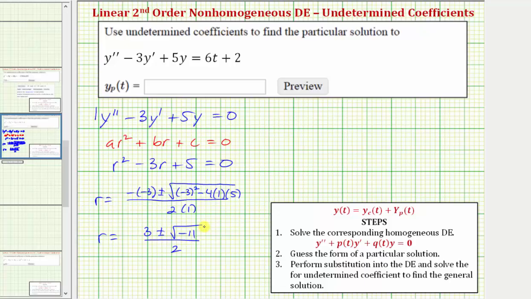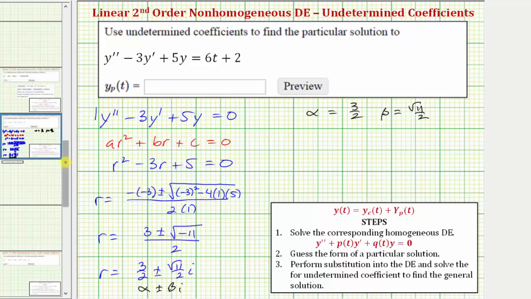Notice how the square root of negative 11 is going to be imaginary. So we have r equals 3 halves plus or minus, this is going to be square root of 11 divided by 2i. So because the characteristic equation has two complex solutions, where the form would be alpha plus or minus beta i, notice alpha is equal to 3 halves and beta is equal to square root of 11 divided by 2.